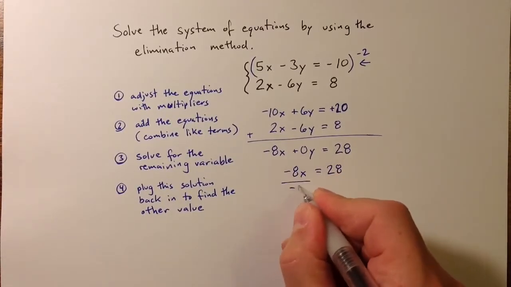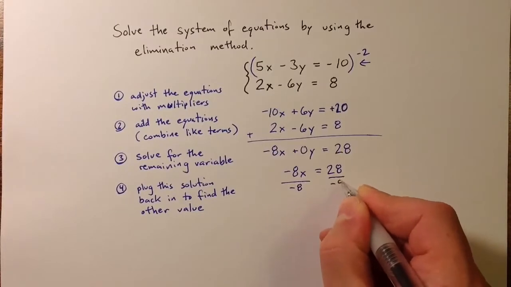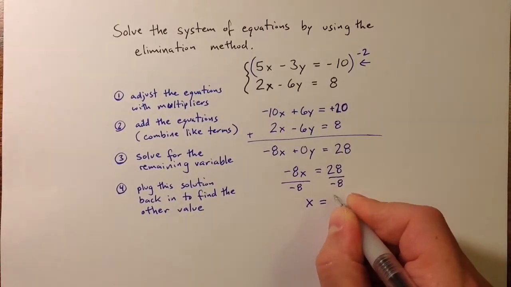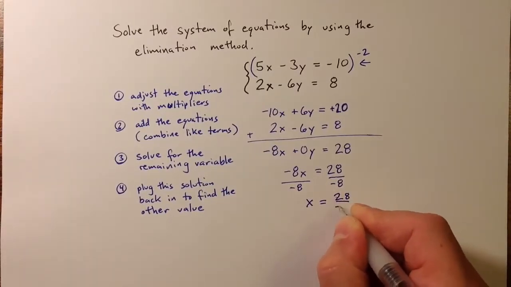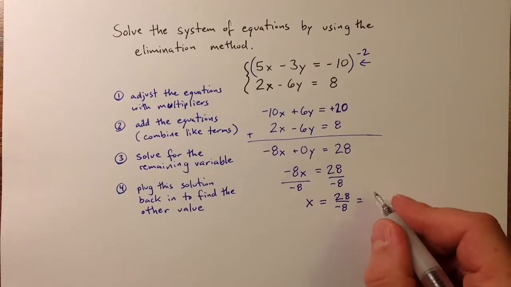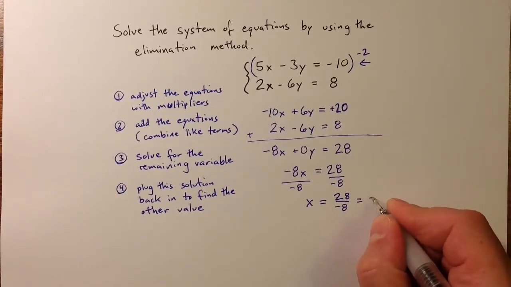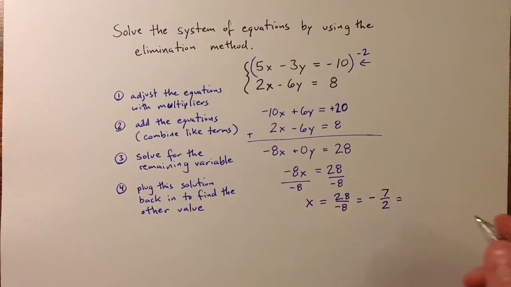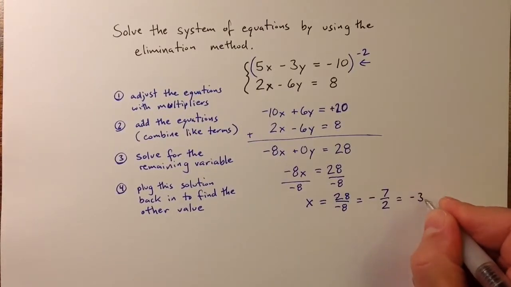I can divide both sides by negative 8. Be careful, I don't want to lose that negative sign. So I have x equals 28 divided by negative 8. We can simplify that a little bit. 4 goes into both the top and the bottom. So we end up with negative 7 over 2. Or if you prefer, we could think of this as negative 3.5.